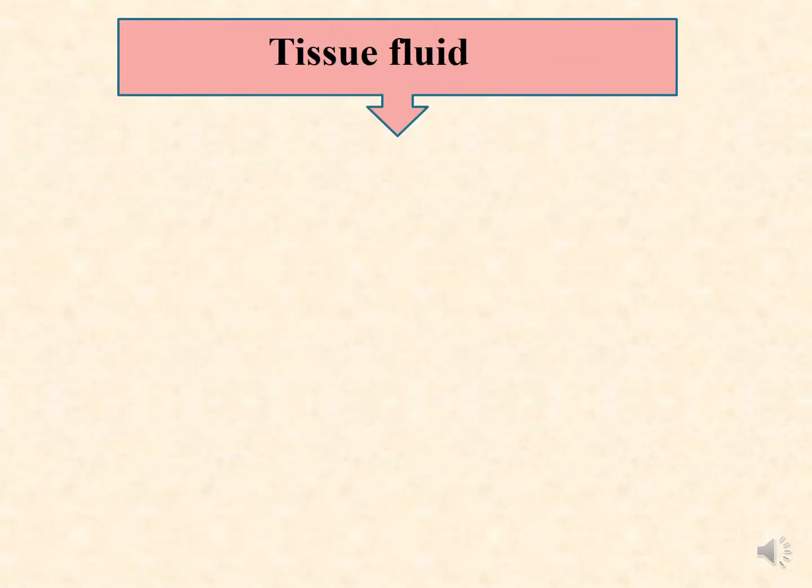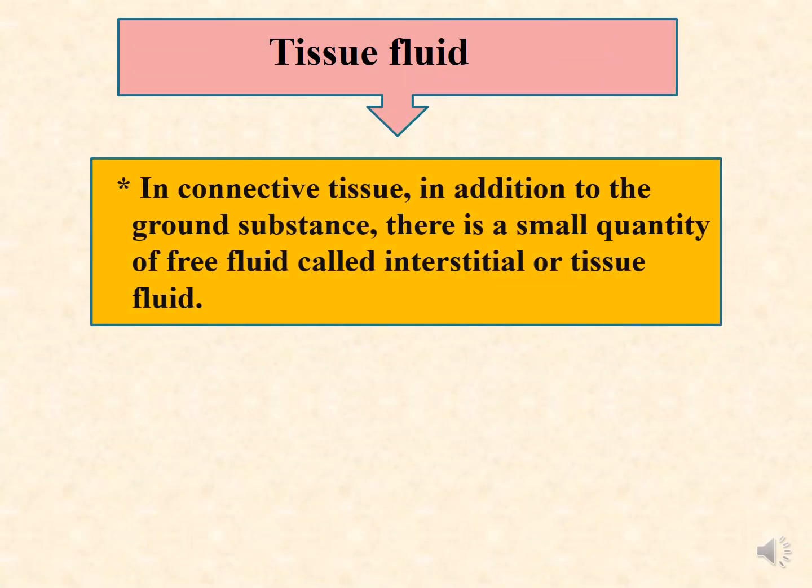Tissue fluid. In connective tissue, in addition to the ground substance, there is a small quantity of free fluid called interstitial or tissue fluid. إذن تعرفنا على تركيب الكونكتيف تيشو إنه يتألف من cells و extracellular matrix. Extracellular matrix is composed of ground substance and fibers.